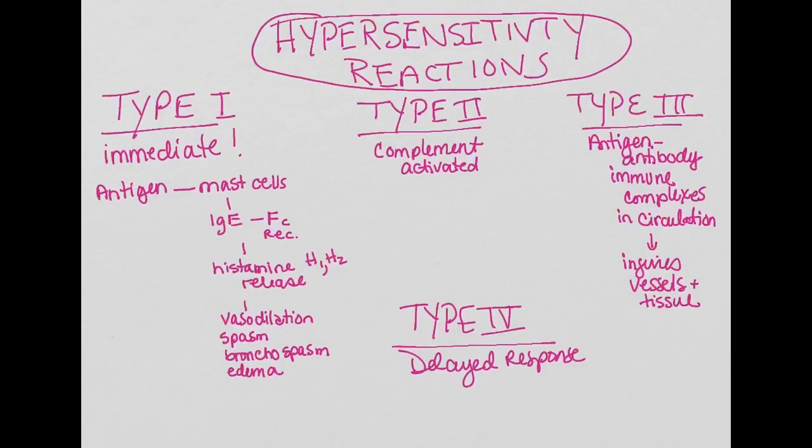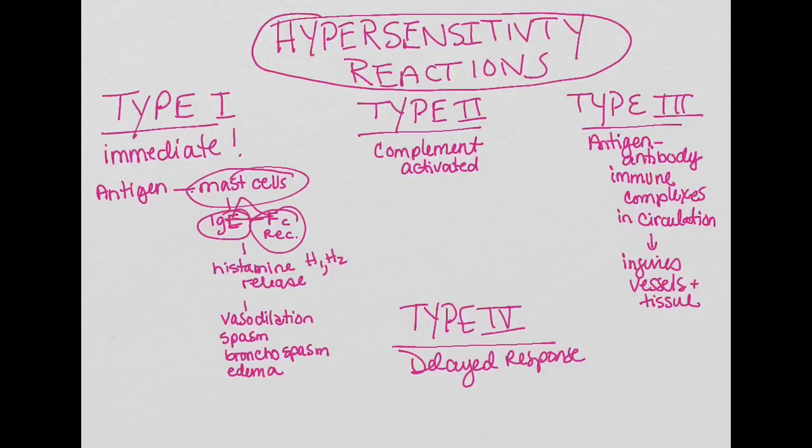All right, so let's talk quick about hypersensitivity reactions. We have type 1, 2, 3, and 4. I'm going to just hit on these really quick, but type 1 is immediate. So when you think type 1, you're thinking peanut allergies, bee stings, pollen, also just environmental allergies, cat dander, dog dander, those types of things. So an antigen activates mast cells, and then that releases IgE and Fc receptors, and Fc receptors are on the mast cells. So when we think type 1, we think mast cells, IgE, and the Fc receptors.